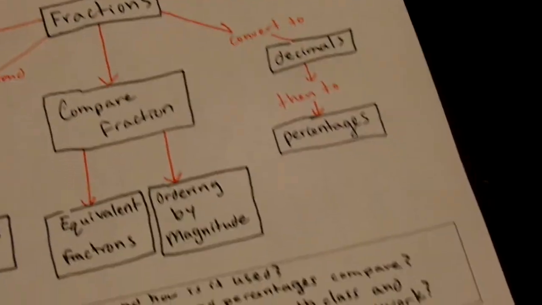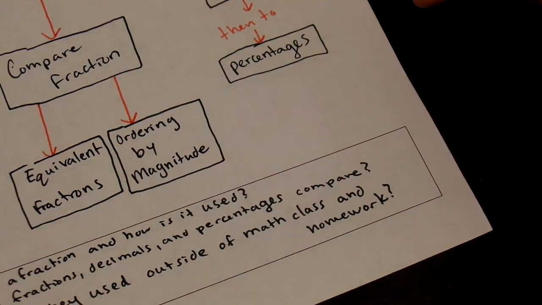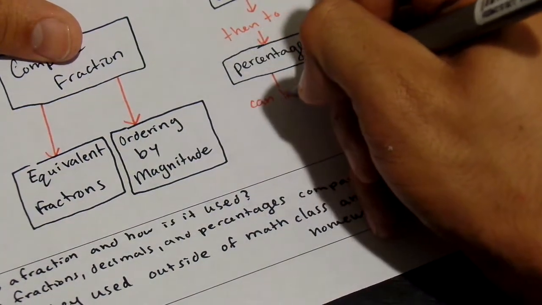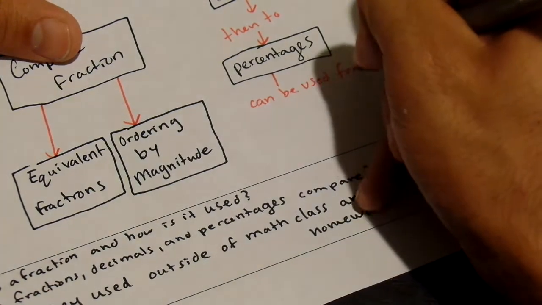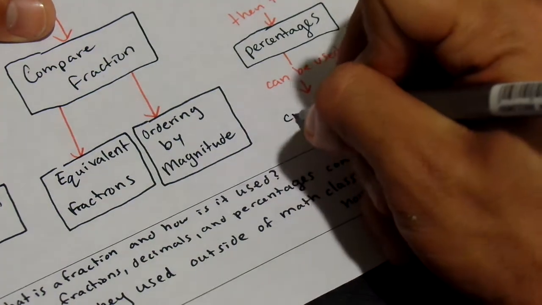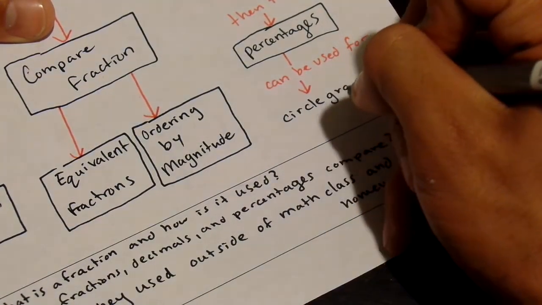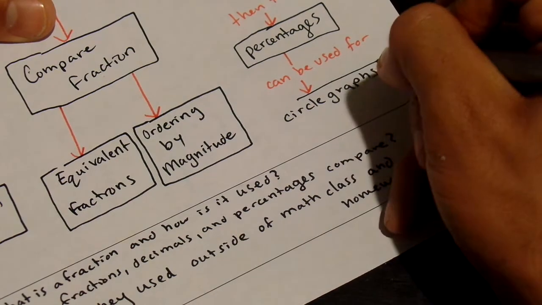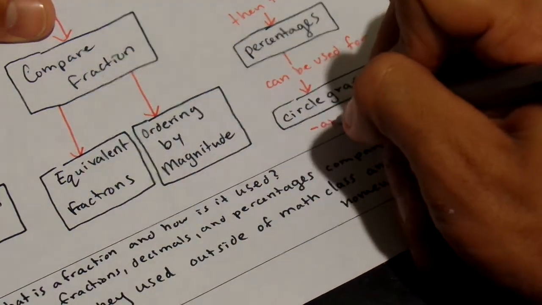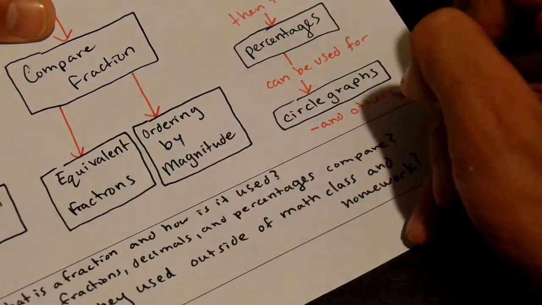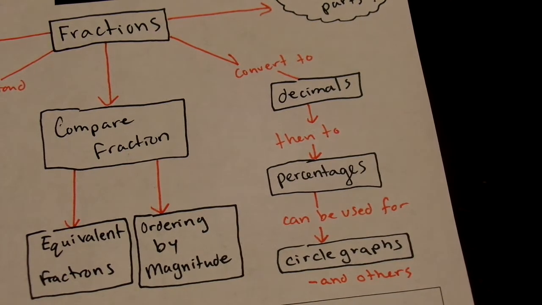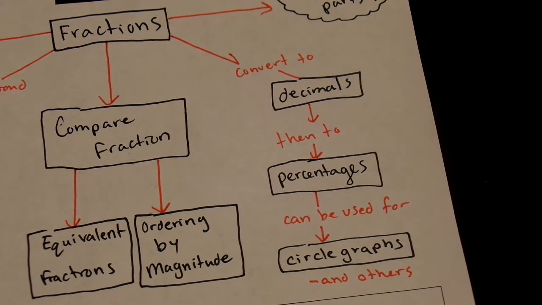All right. And once we have percentages, we can use that for a lot of things. But one thing we're going to look at can be used for, in this unit, we're going to use circle graphs mainly. I'm just going to put a little note here and others. Okay? So we take fractions, we convert them to decimals, percentages, and then use them for circle graphs.